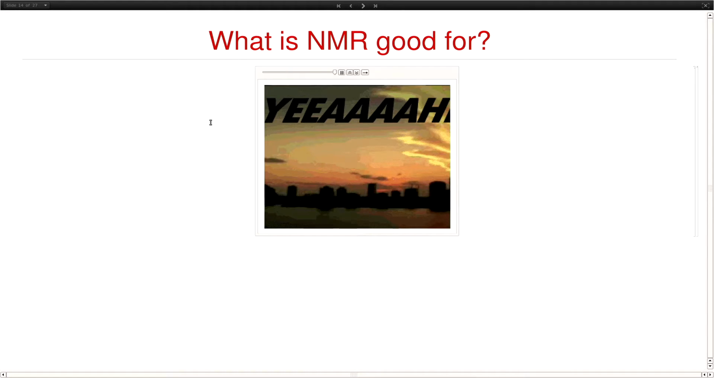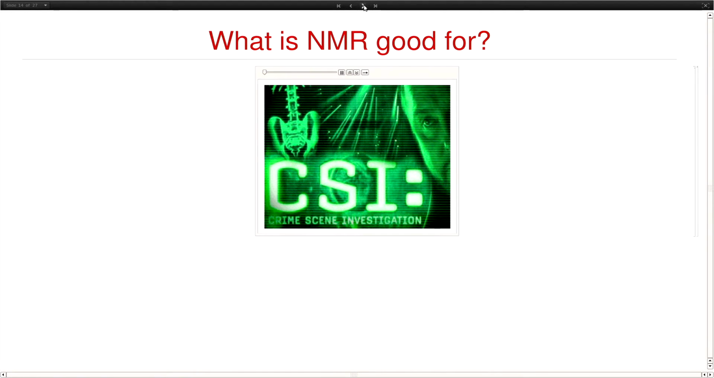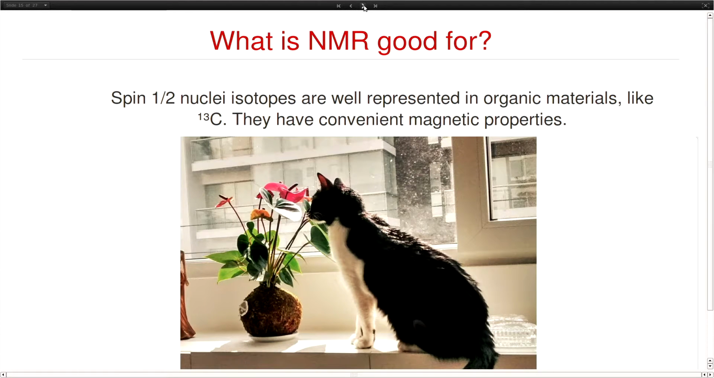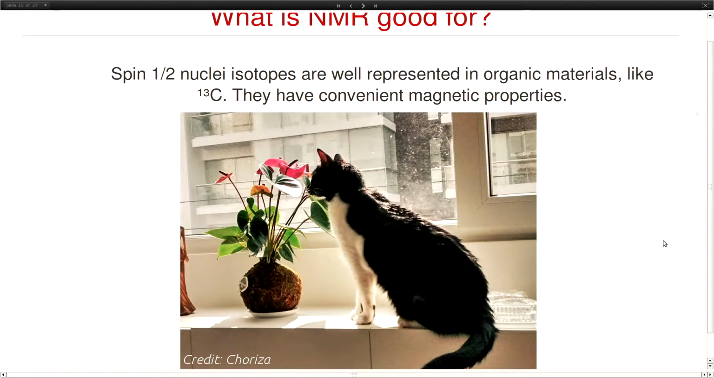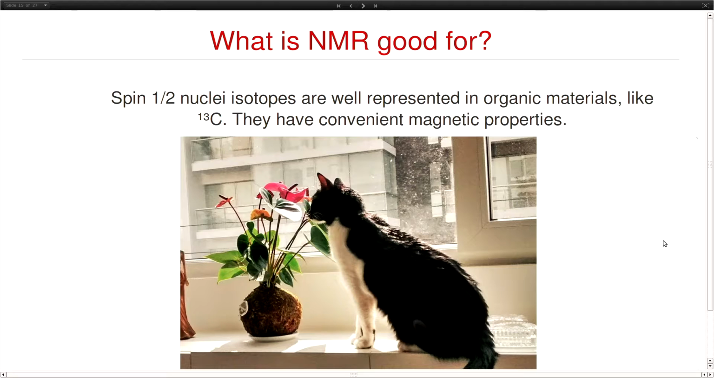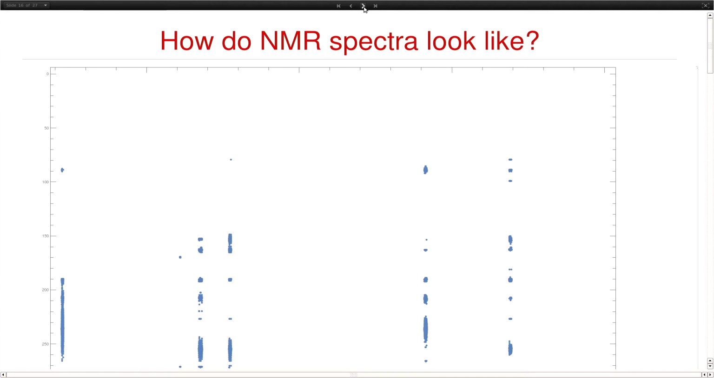So anyway, what those machines are doing is identifying the things they got from the body, but how do they do that? They use a lot of different techniques. In this case, NMR is good for organic materials like, I don't know, a cat or a flower or bacteria or something like that. Organic materials have convenient magnetic properties related to this spin thing. So NMR is good to be used on organic things. So how does an NMR spectrum look?